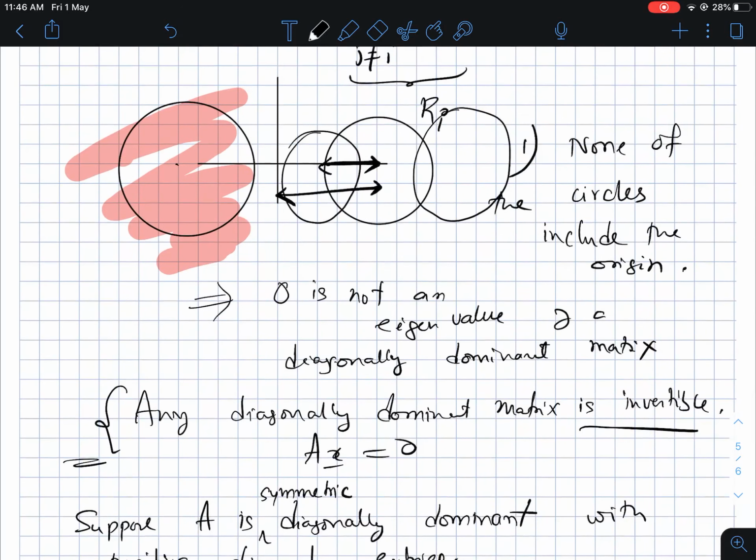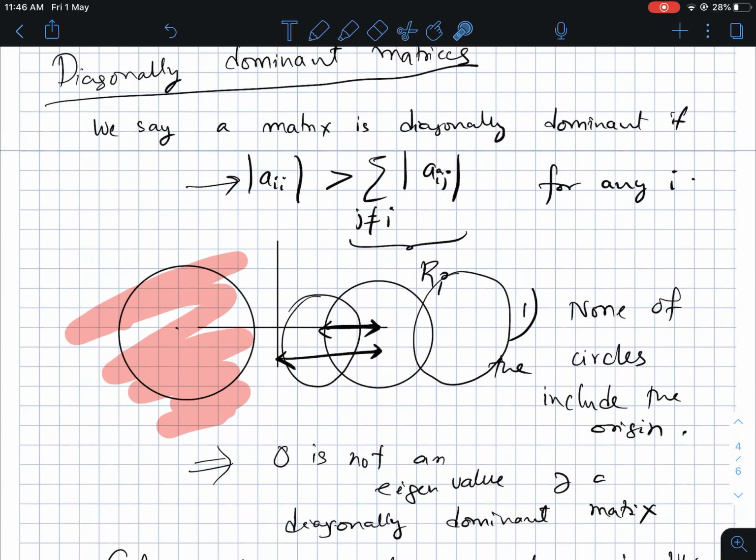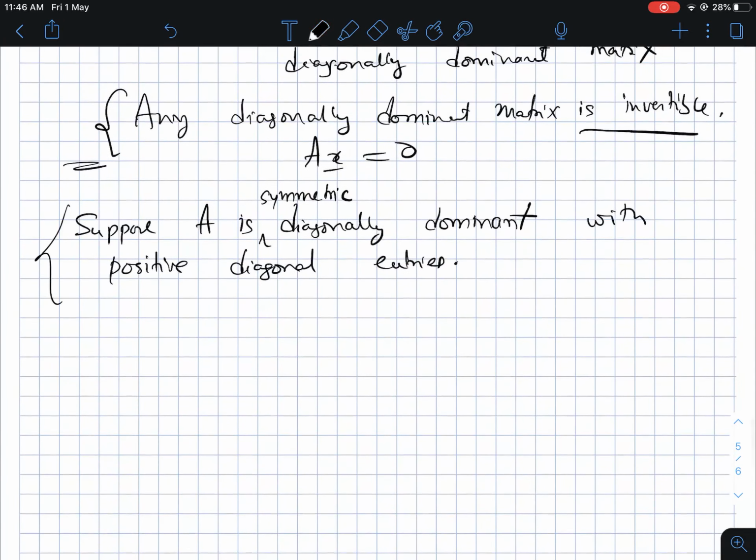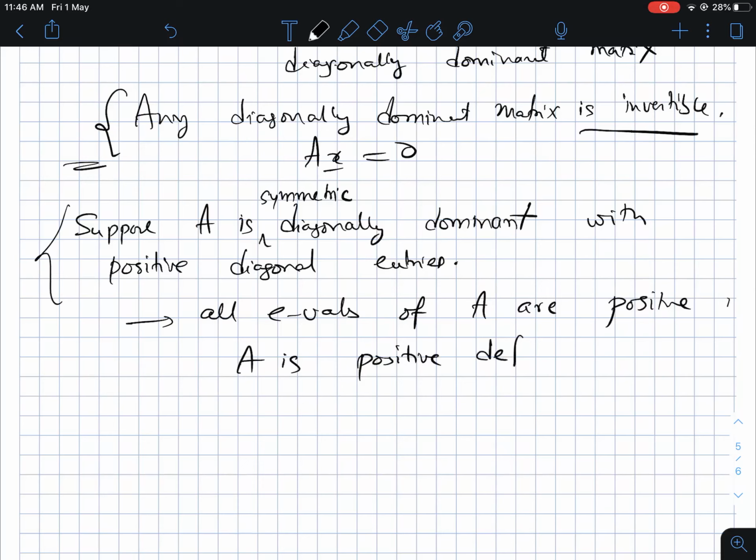Symmetric also means that the eigenvalues are all going to be real, so for sure they're going to lie on the real axis. So what does this mean? Diagonal dominance ensures that none of these circles reach the origin. The diagonal entries being positive ensures that they all stay to the right. What these two ensure is that all eigenvalues of A are positive. In other words, A is positive definite. The matrix is positive definite.